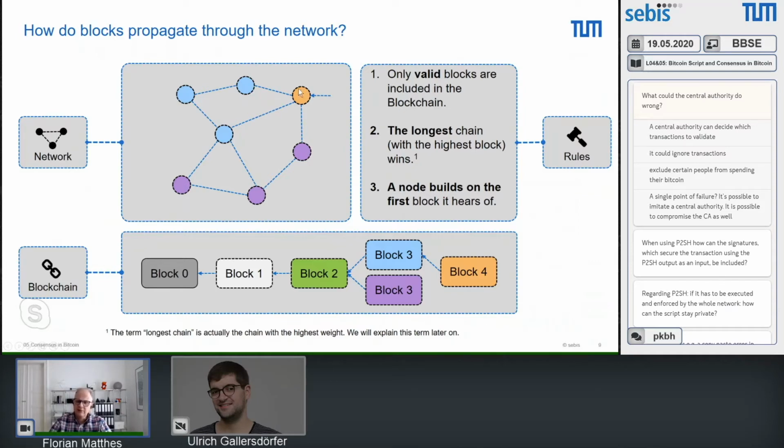So block 4 now builds on block 3, the blue one. And now the block is distributed through the network. So now this new block leads to a longer chain. The chain with block 4 is longer than the chain with block 3.